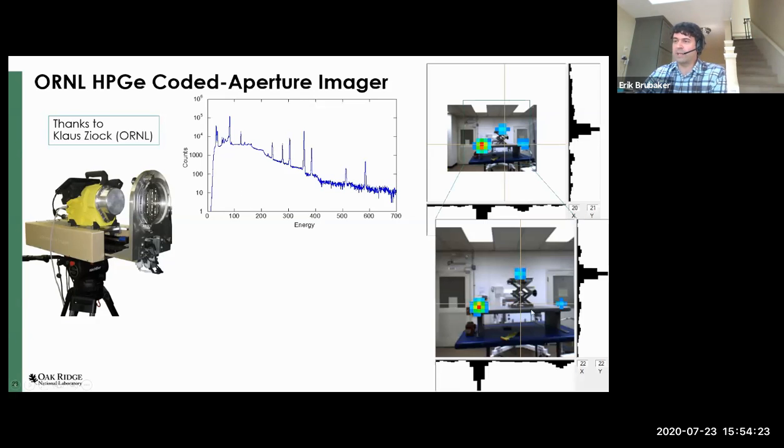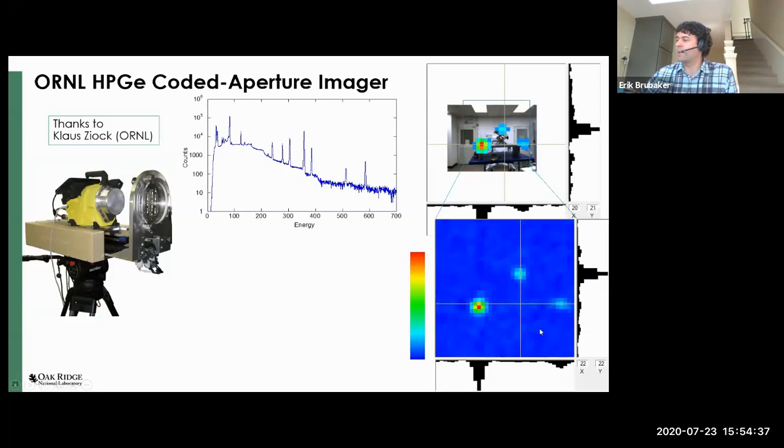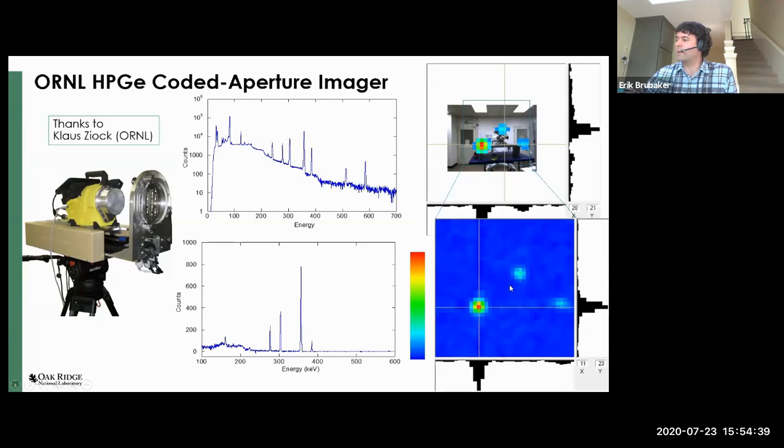This is just showing the zoom capability. As I mentioned before, if you change the separation between the detector and the mask, you get a different zoom in the field of view. So that's what's happening here. It's a different measurement with a different separation.